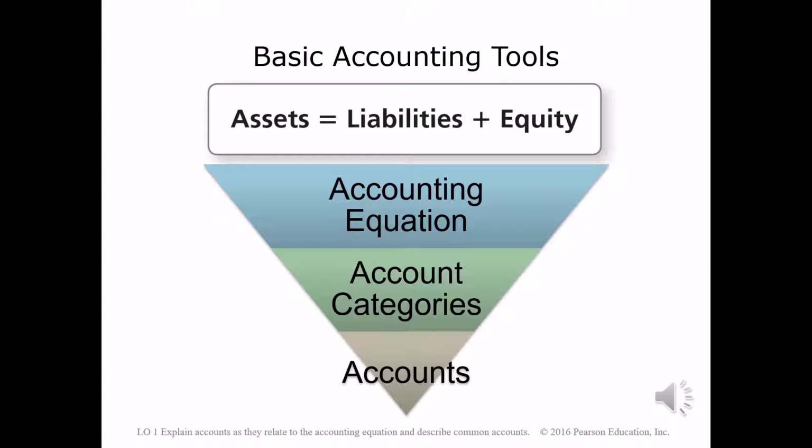We have account categories within the accounting equation, and equity itself has revenue and expenses built into it, which are two other accounting categories. Each of our account categories also has a multitude of accounts that we use to organize and categorize our transactions.